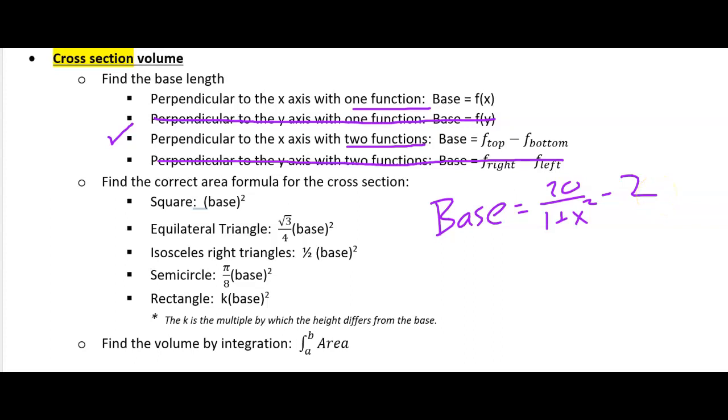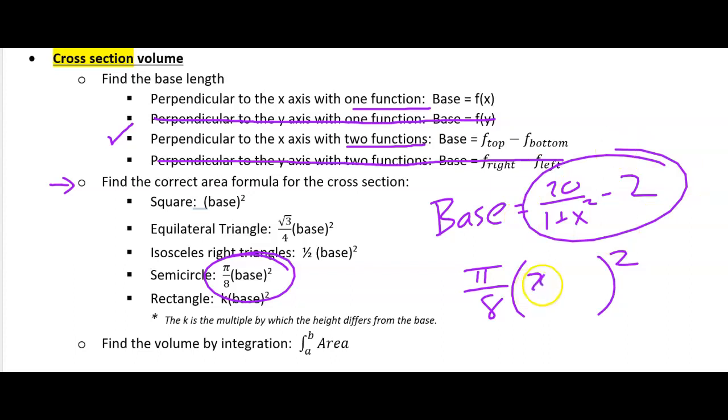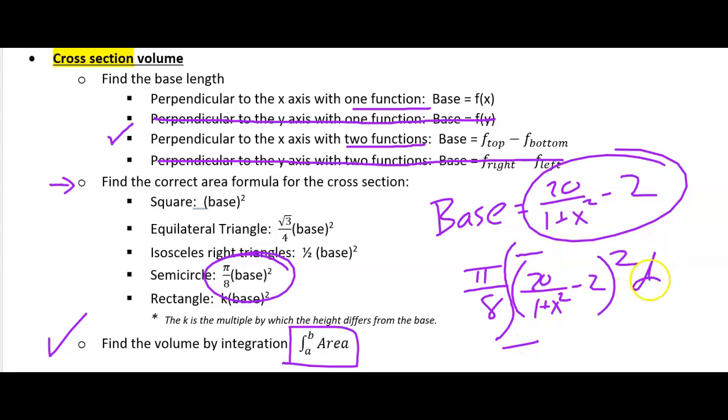All right. The other keyword that we want to look at there to help us find the correct area formula is we were dealing with semicircles. So the area formula is going to be pi over 8 times the base squared, and my base was this. All right, and then finally we're ready to find our volume, and that's basically just when we integrate the area formula we just created from a to b with respect to x, because we are doing perpendicular to the x-axis.